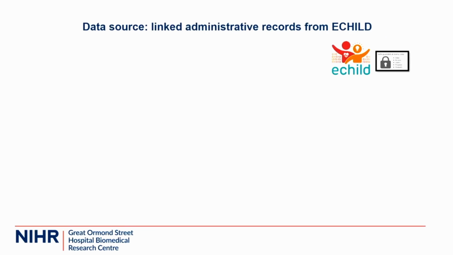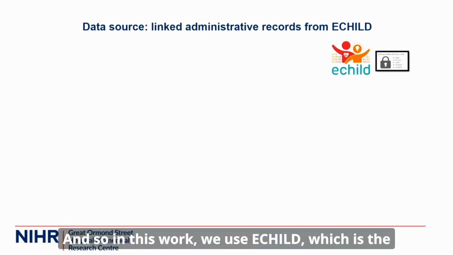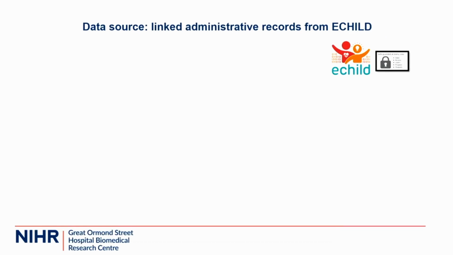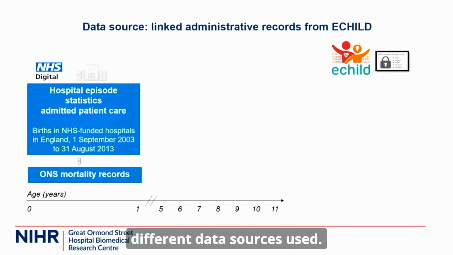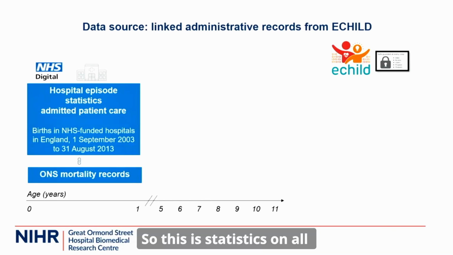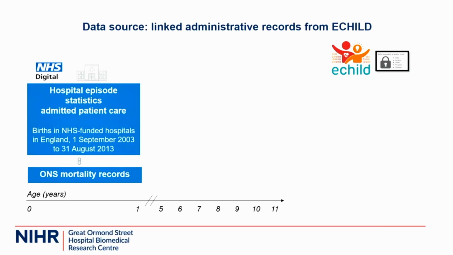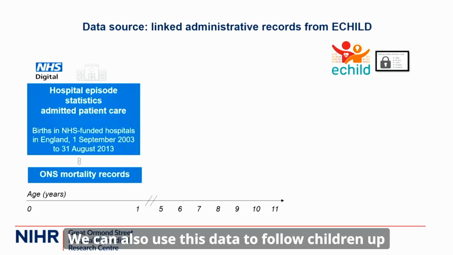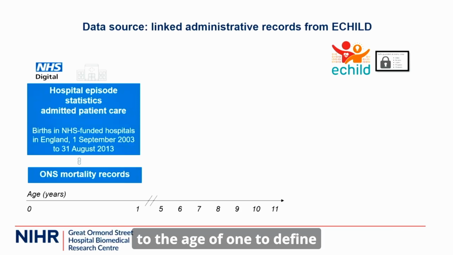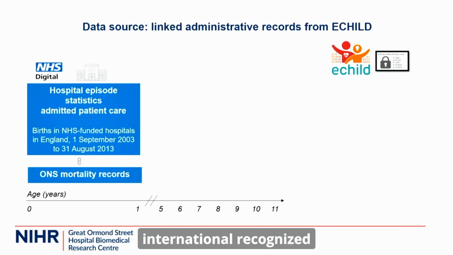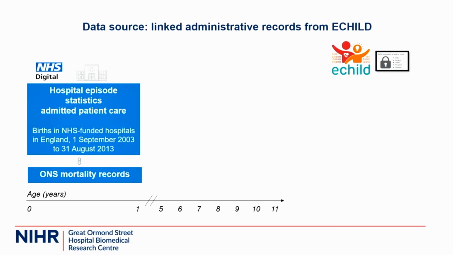So the data source. In this work, we use ACHI, which is the first database of linked education and health records in England. And I'll go through the different data sources used. So we start with hospital episode statistics. This is statistics on all admissions to hospital in England. In this study, we look at births from 2003 to 2013. We can also use this data to follow children up to the age of 1 to define major congenital anomalies, and we do this using diagnostic codes based on an internationally recognised code list designed by EuroCat.